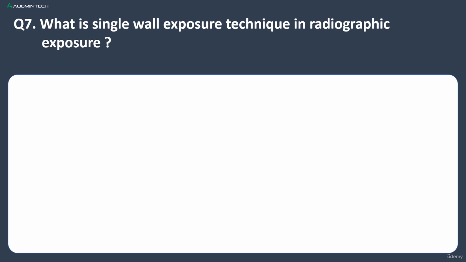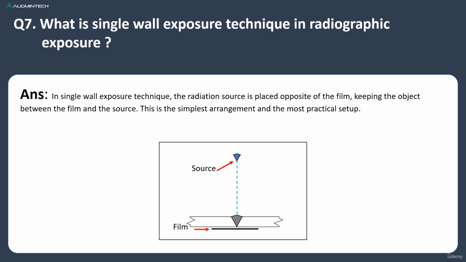Moving on to our next question, which is what is the single wall exposure technique in radiographic exposure? You can answer that in this technique, the radiation source is placed opposite of the film, keeping the object between the film and the source. This is the simplest arrangement and the most practical setup. In the single wall radiographic testing technique, the radiation passes through only one wall of the weld or material, which is viewed for acceptance on the radiograph.